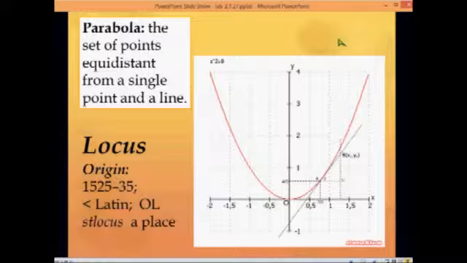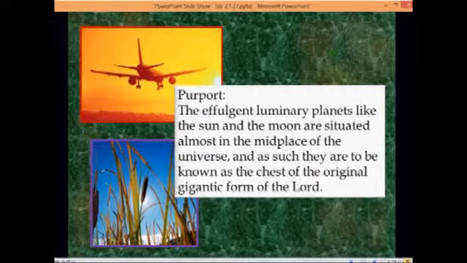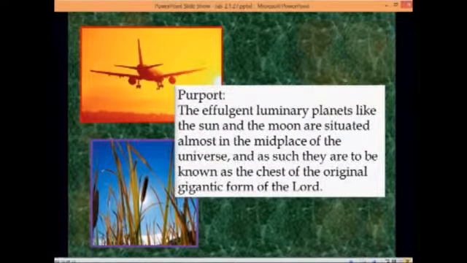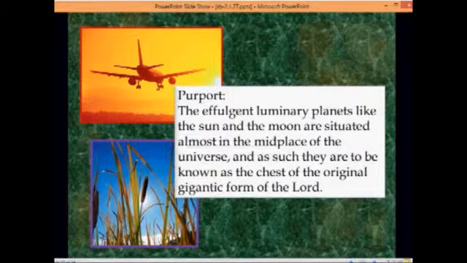Move on here. Okay, actually come to the purport. Prabhu says, the effulgent luminary planets, like sun and moon, are situated almost in the mid-place of the universe. Yeah. So I would say mid-place is stomach, but Prabhupada's taking it as the chest. Again, it's interesting. I'm a little more low down in my consciousness.